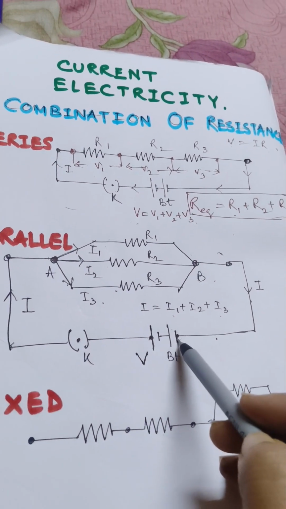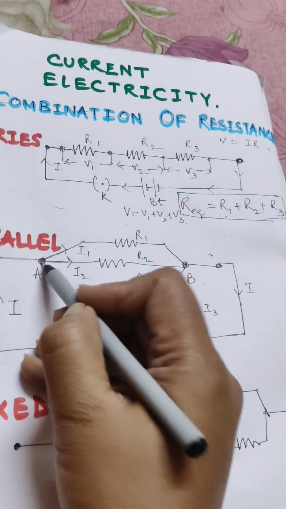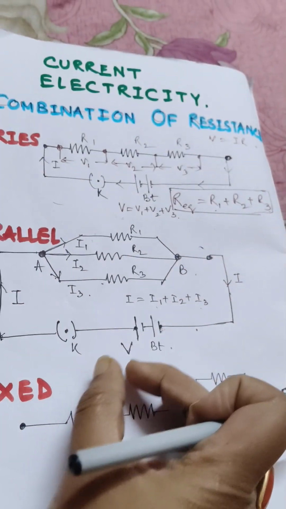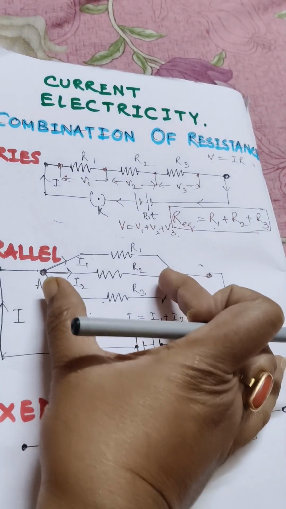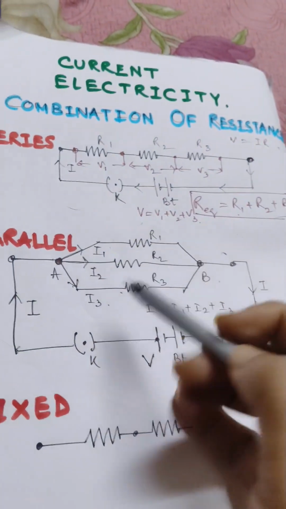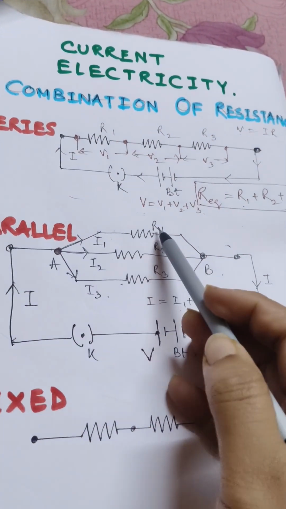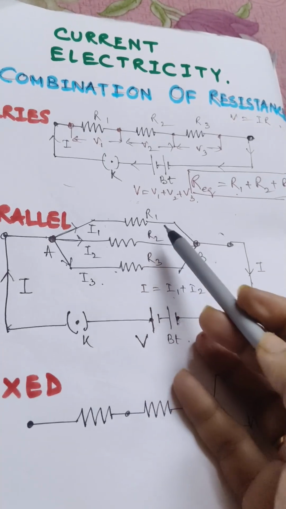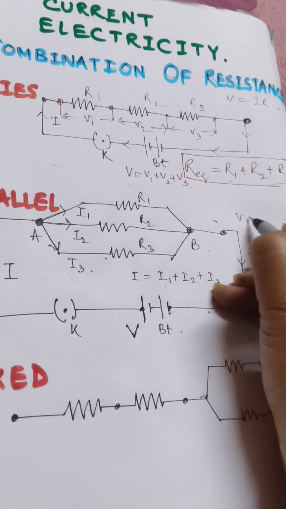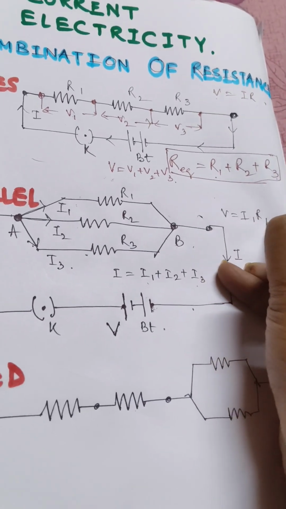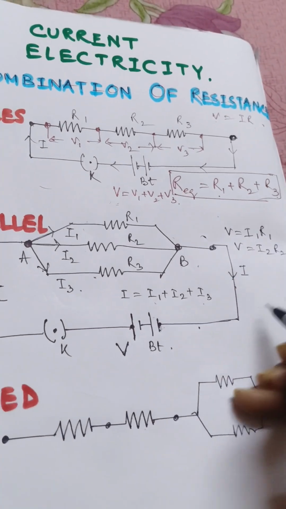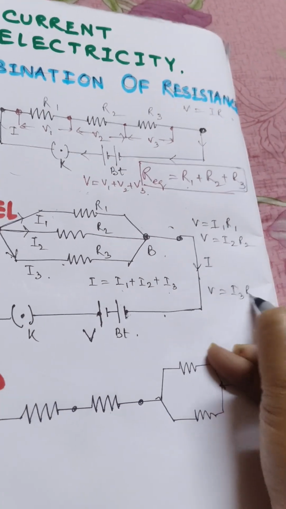So what do we get here? We get that the potential difference between A and B is nothing but V. The V is actually getting the current to move in the circuit in the paths R1, R2 and R3. Okay. So what we have here is V is equal to I1 R1, V equal to I2 R2, and again V equal to I3 R3.